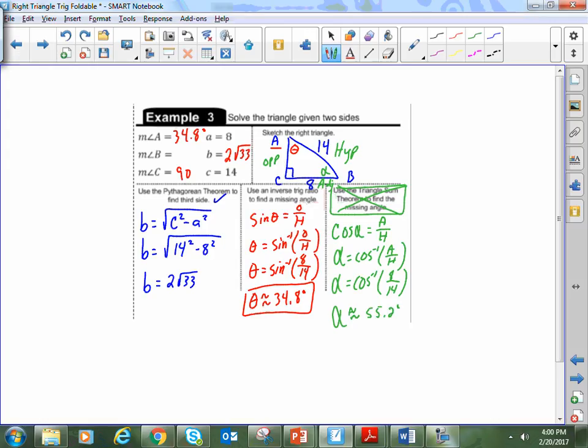So alpha in this case would be approximately equal to 55.2 degrees. The way I can check whether I did my trig right for my angles is to see whether angle A and angle B have a sum of 90 degrees. 34.8 and 55.2 do have a sum of 90 degrees. So we are pretty good with our angles here.